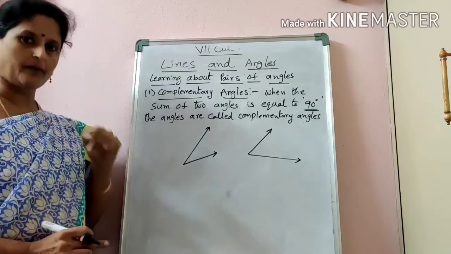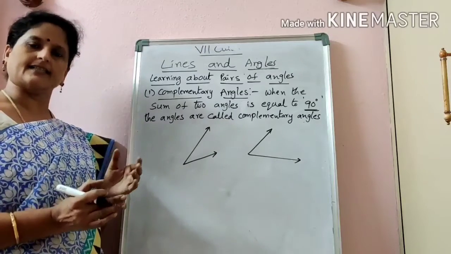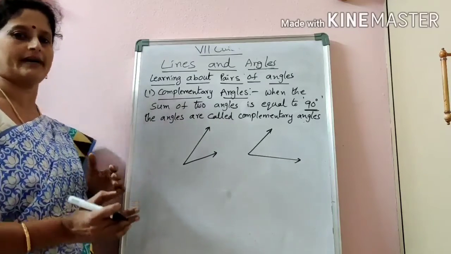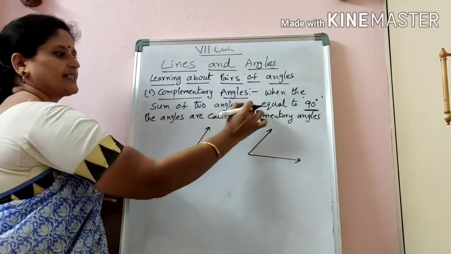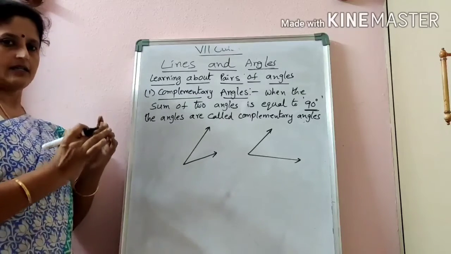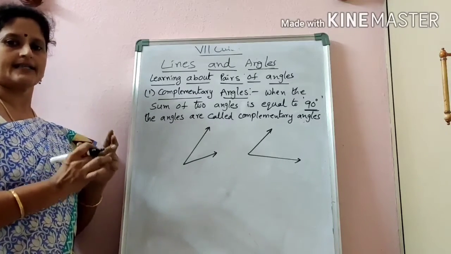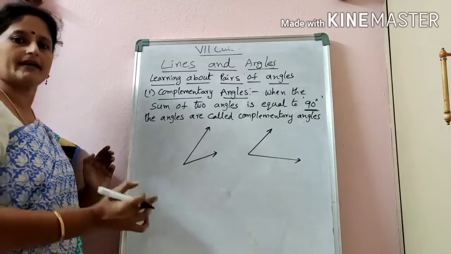Complementary angle means the sum of two angles is 90, then the angles are complementary angles. When the sum of two angles is equal to 90, then the angles are complementary angles.